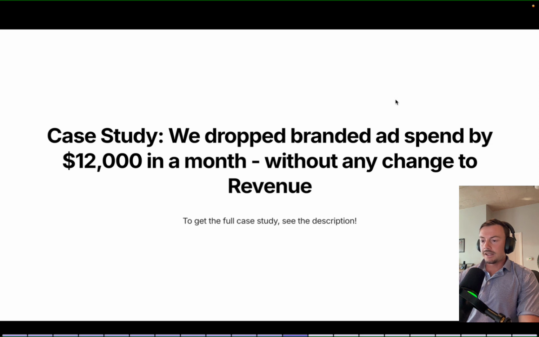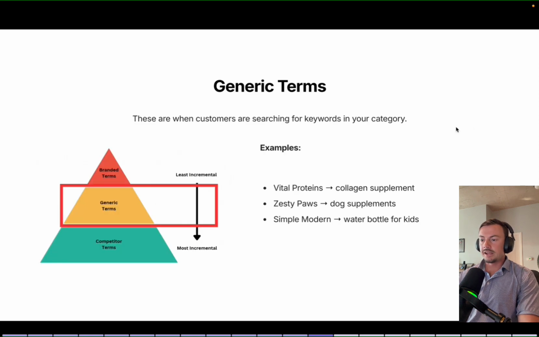But if we want to move on to incremental terms, let's look at generic terms. So this is where growth actually begins. This is when customers search for keywords in your category and they're not searching for different brands. They're searching for the generic term. So Vital Proteins, this is a supplement brand and they sell collagen supplements. An example of a generic term would be collagen supplement. Zesty Paws, this is a dog supplement. So if somebody's searching for dog supplements, this would be a generic keyword. And then Simple Modern, obviously water bottles for kids.